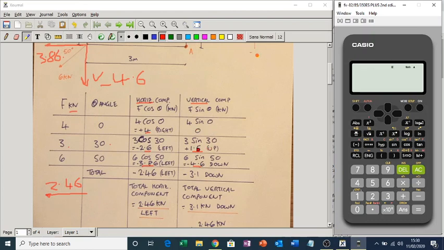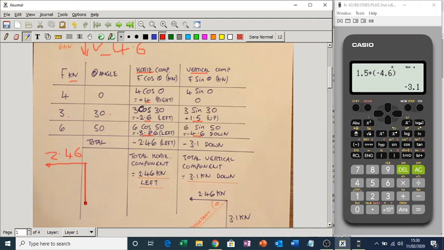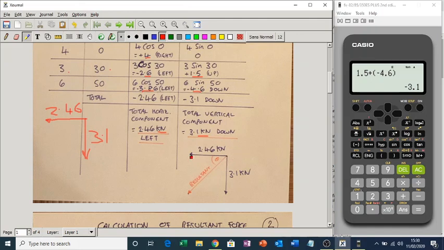So there's a note there, ignore that. So 1.5 plus minus 4.6 equals, bang, 3.1. So the resultant vertical is 3.1. It's got a negative number there, which means it's coming down. So it's something like that. Don't forget these are kilonewtons, so make sure you put kilonewton at the end, which gives us then 2.46 coming that way and 3.1 coming that way.